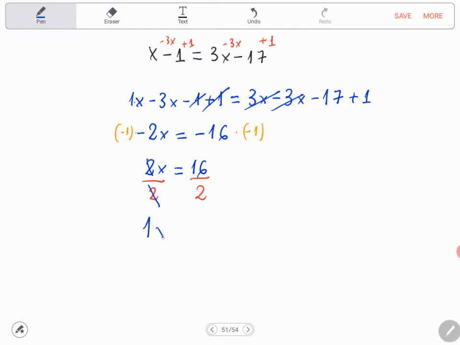It's not necessary to put 1 here. It's just x, and x equals 16 divided by 2, which is 8. Then our answer: x equals 8.